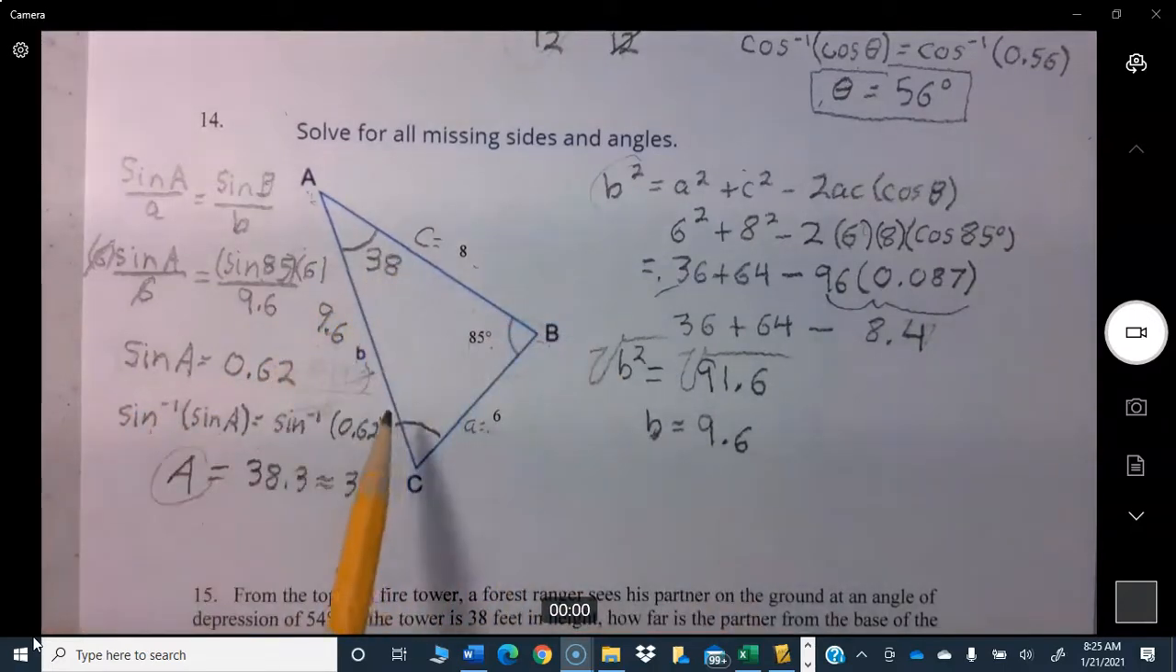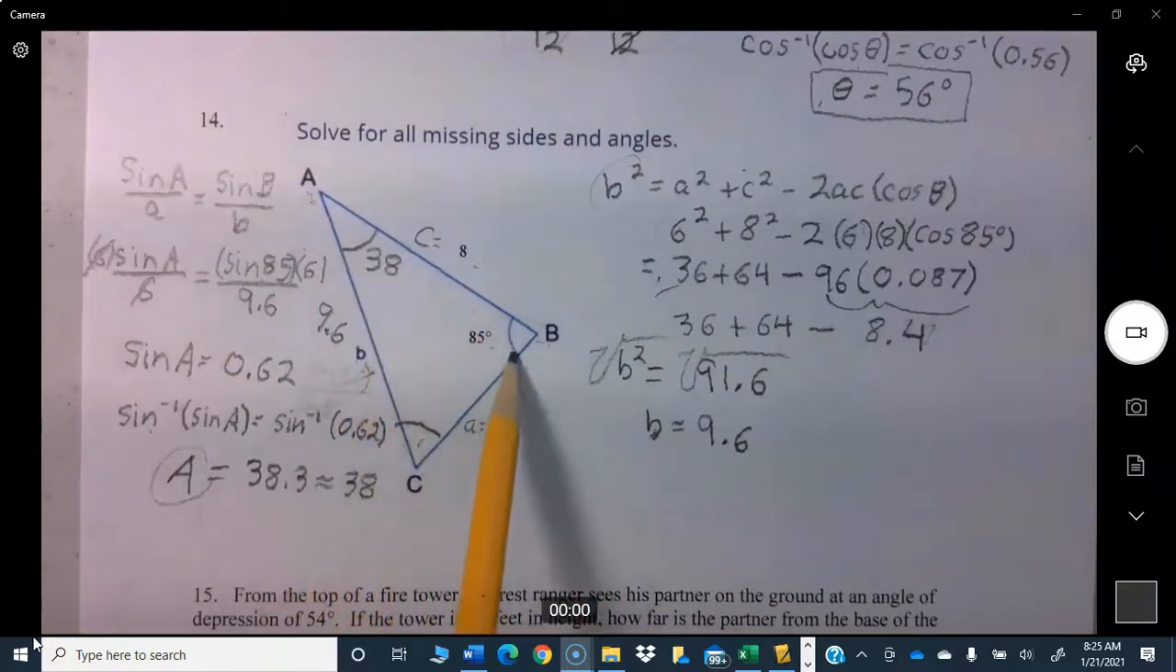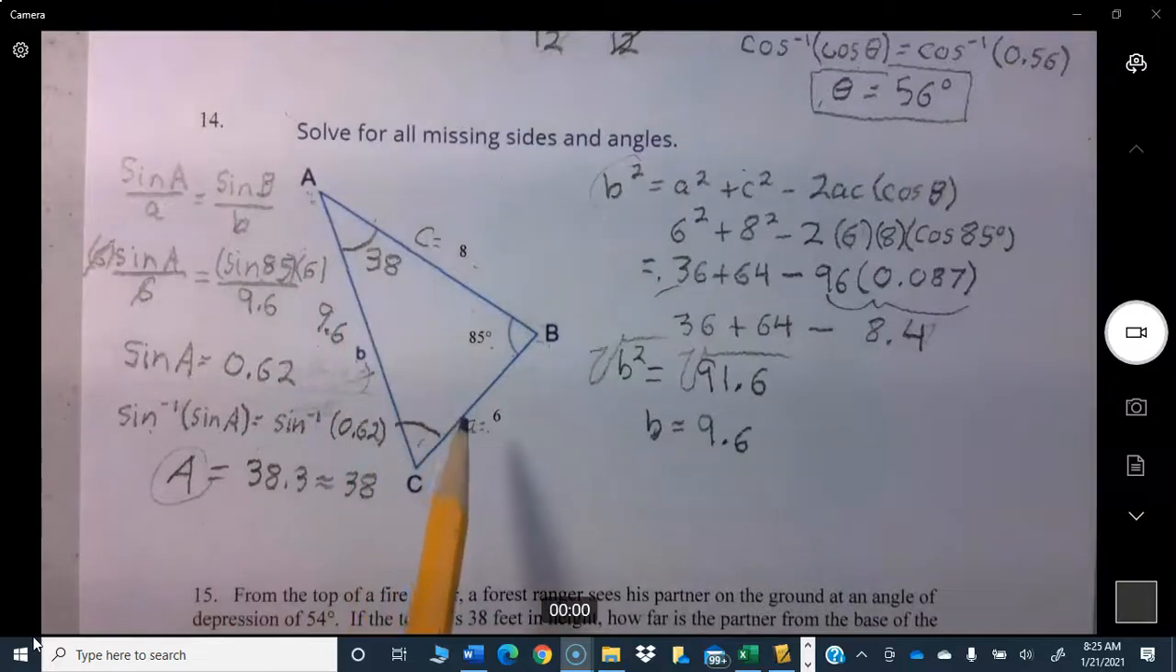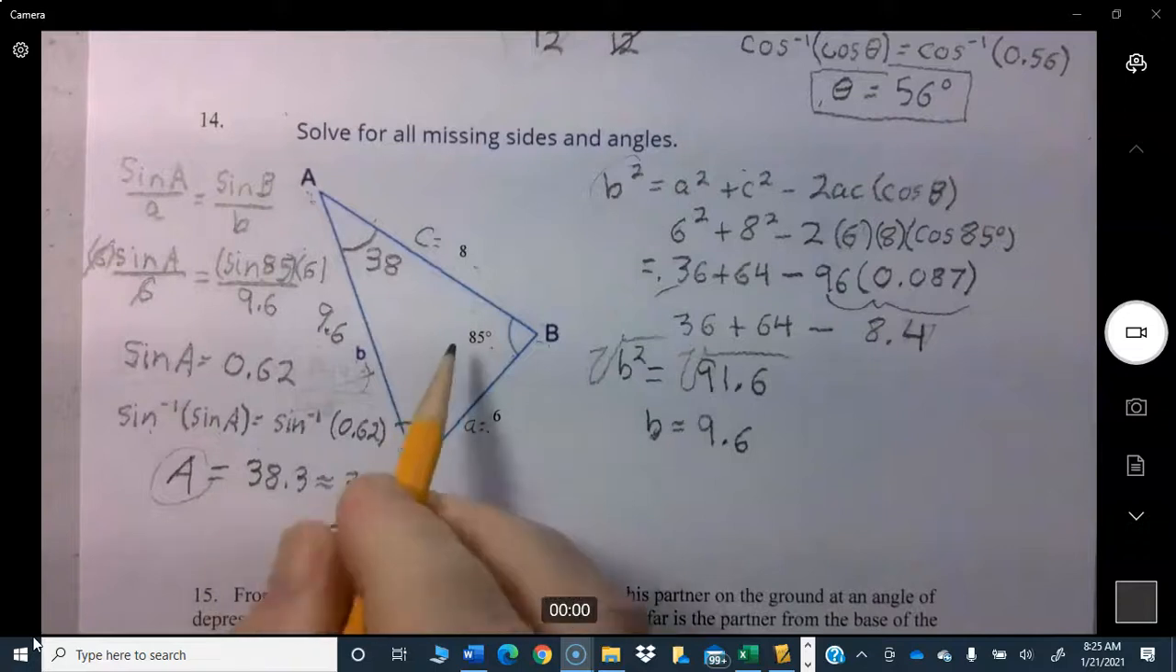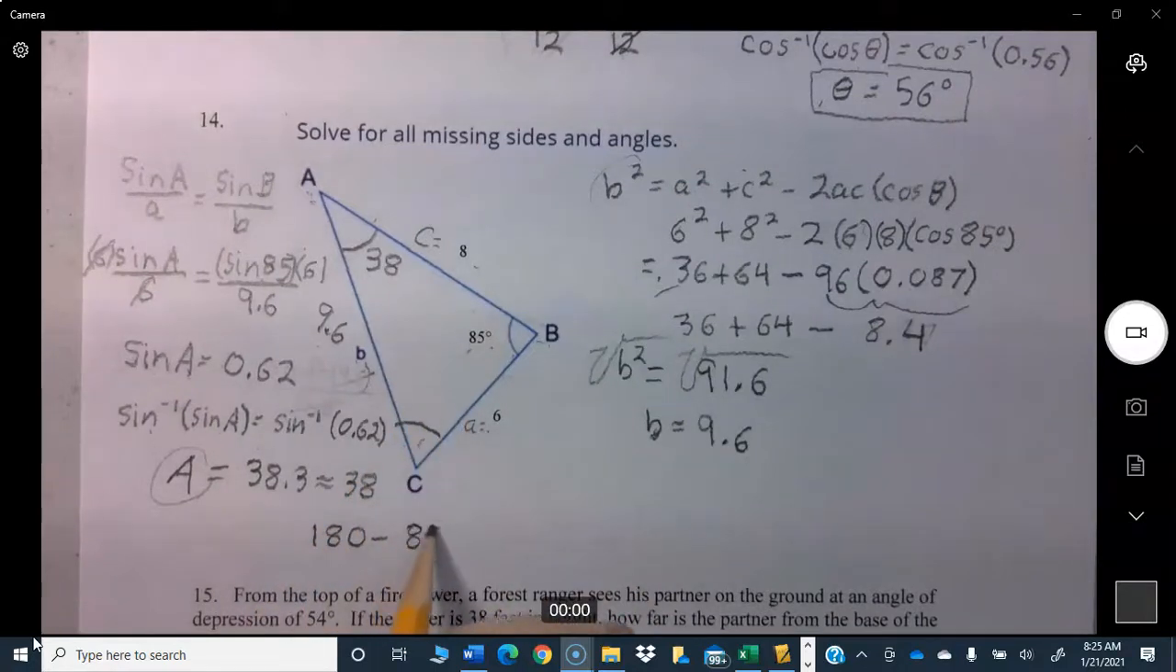Okay, so just one more thing to go, so find angle C. We know all the sides and we know two of the angles. We know that all three angles in a triangle have to add up to 180. So if I take 180 and subtract 85, which is angle B, and subtract 38, which is angle A, that will give us angle C, which equals 57.